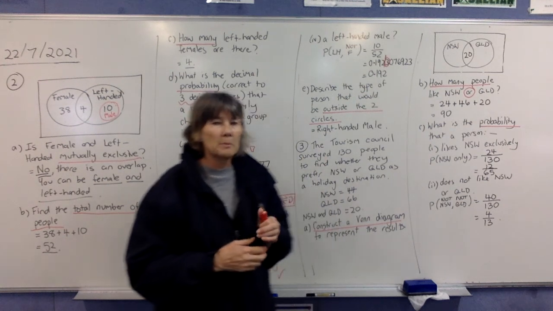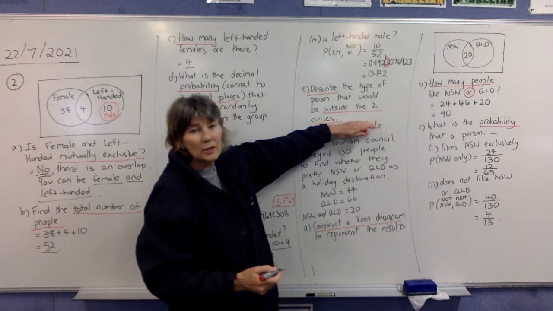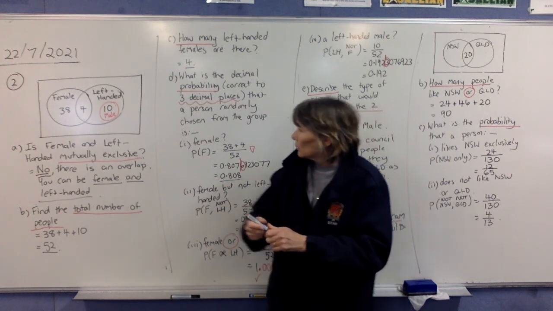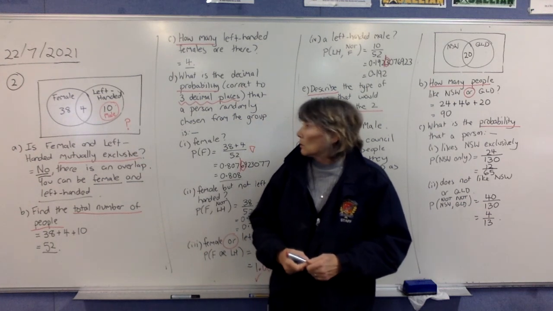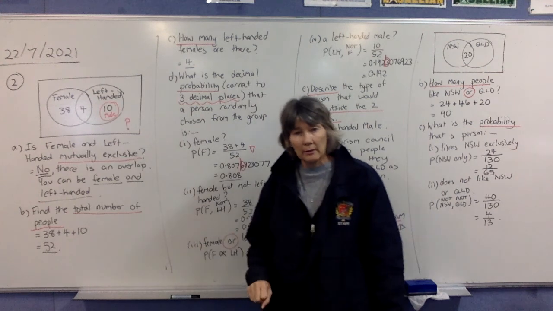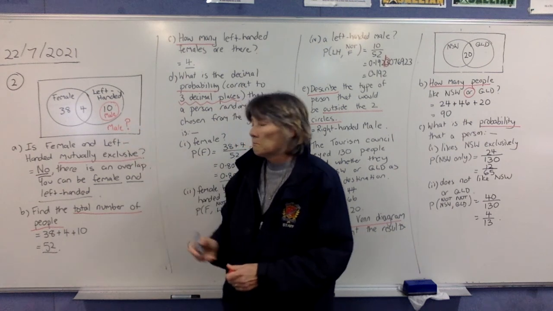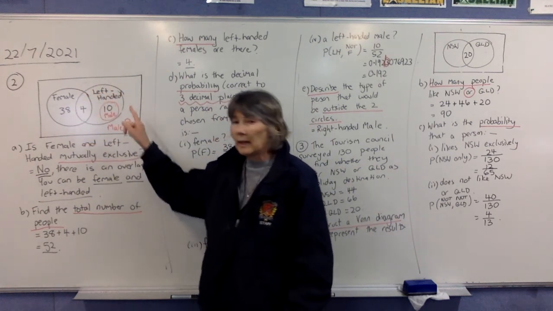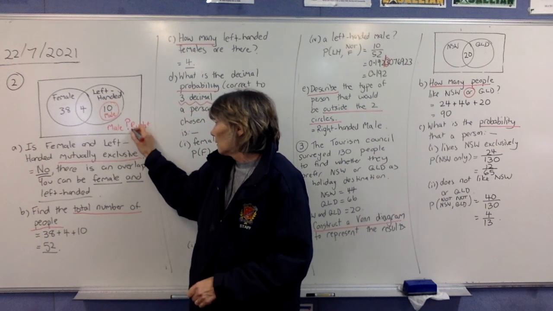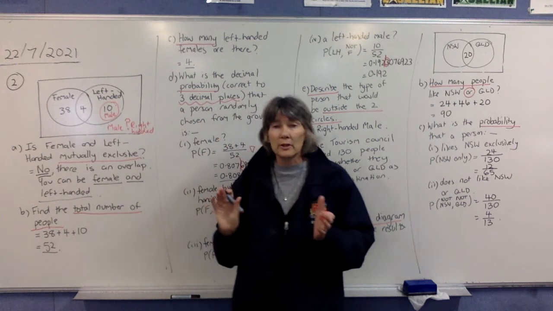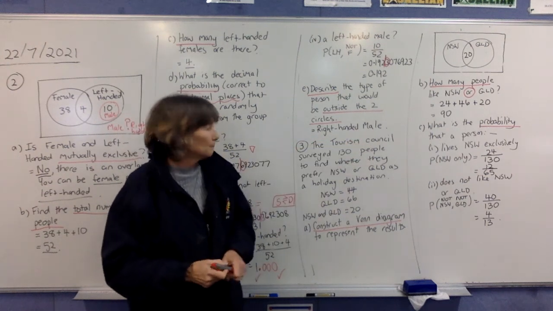Now, this next question makes you think a little bit. So we're going to describe the type of person that would be outside the two circles. So if you have a look over here, if we had a number out here, what would they be? Well, they can't be female because they're already accounted for. So they must be male, but they can't be left-handed because they're already accounted for. So they must be male and they must be right-handed. Because otherwise they have no circle to go into, so that must be what they are. So they are right-handed males.